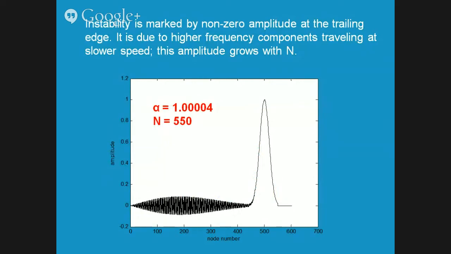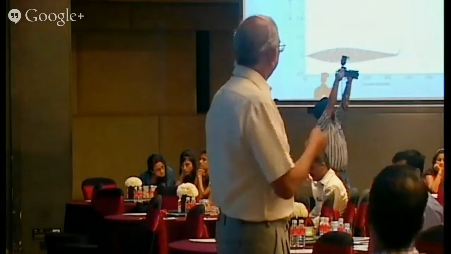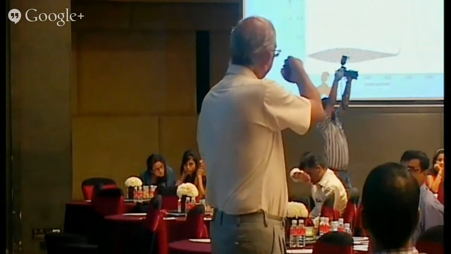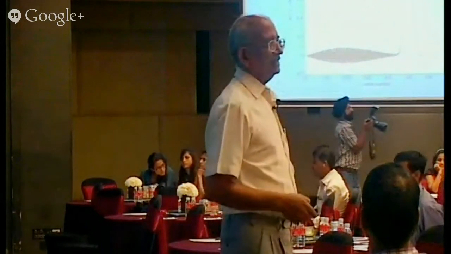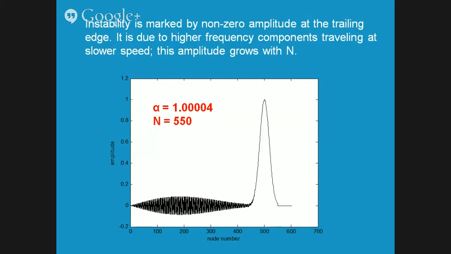traveling at slower speed. Because they are traveling at slower speed, they appear on the trailing edge over here. And this amplitude grows with that. That's how we find out the instability of the solution.